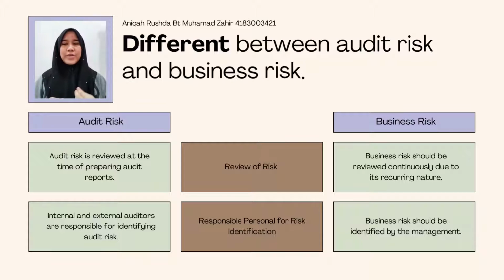Next, I will explain the difference between audit risk and business risk in terms of review of risk. Audit risk is reviewed at the time of preparing audit reports, while business risk should be reviewed continuously due to its recurring nature. Then, the second one is in terms of responsible personnel for risk identification.